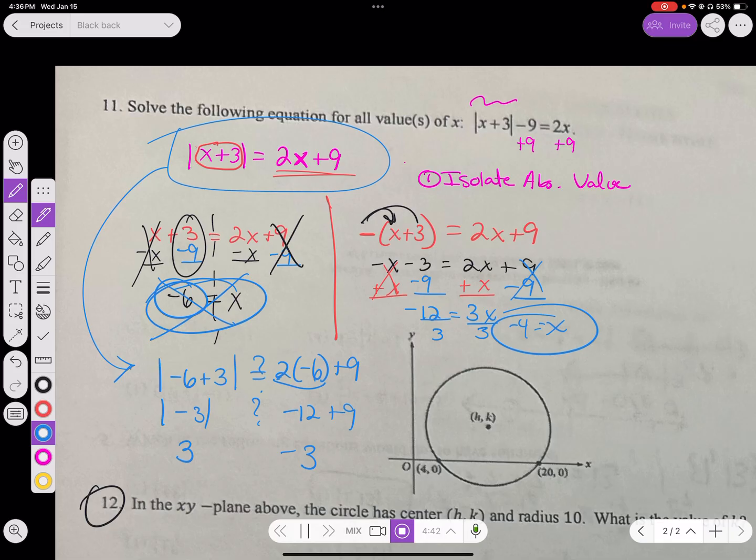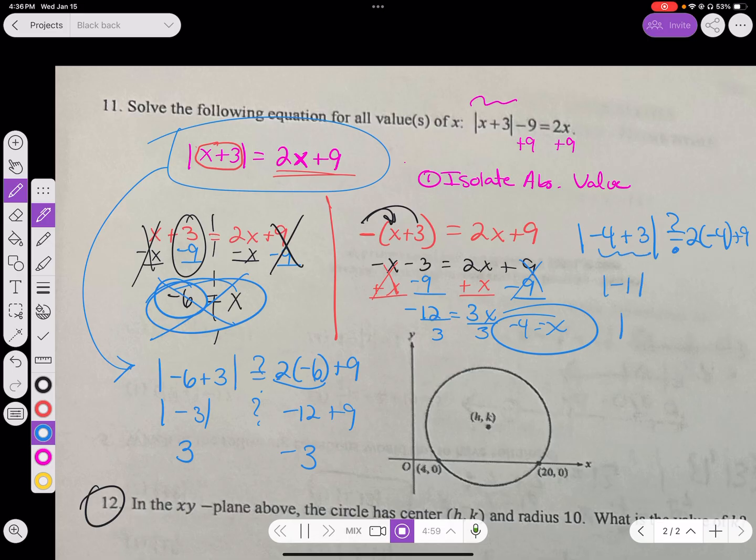All right, let's check the other solution now. -4. So I'd go absolute value of -4 plus 3. Does it equal 2 times -4 plus 9? So -4 plus 3 is -1.